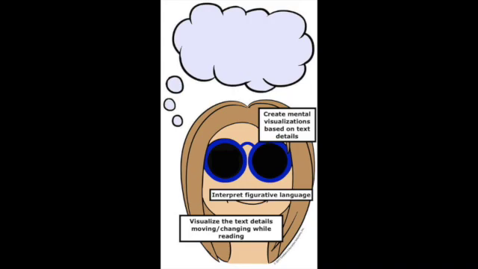For instance, in the book that I'm reading during this video, he talks about eating like a hungry dog. Well, obviously he's not really a dog. He's eating like a hungry dog. What does that mean if somebody eats like a hungry dog? And then there's visualize the text details moving and changing while reading.